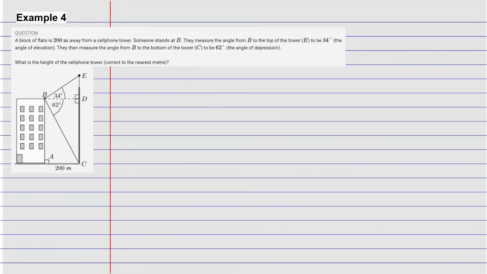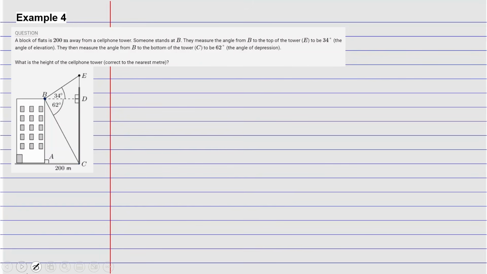So someone is standing here at point B. They measure that the angle from B to the top of the tower, which is point E, is 34 degrees. So this is the angle of what? Angle of elevation, right? Then they tell us that they measure the angle from B to the bottom of the tower, which is at point C, is 62, which is going to be what? The angle of depression, right? Then they ask, what is the height of the cell phone tower to the nearest meter?